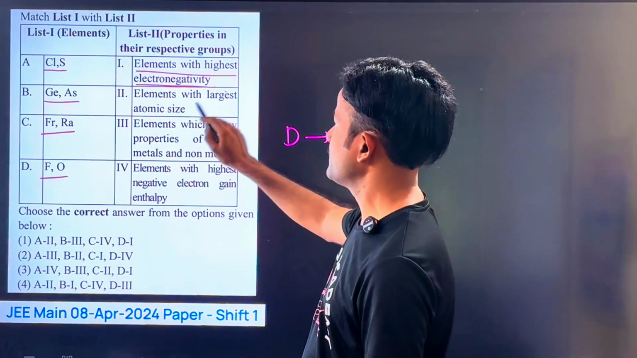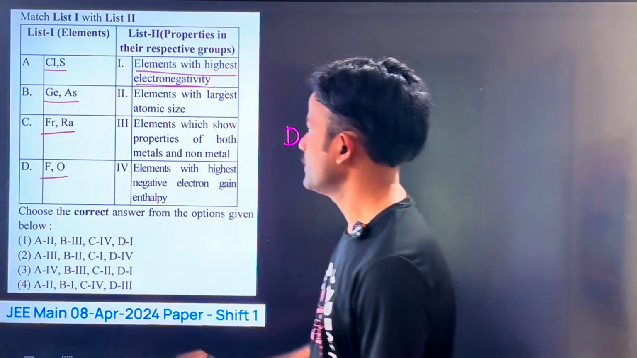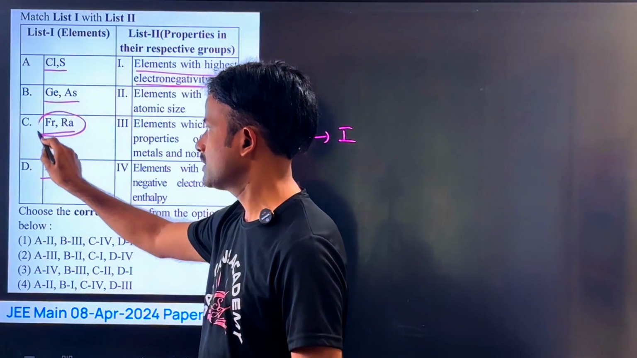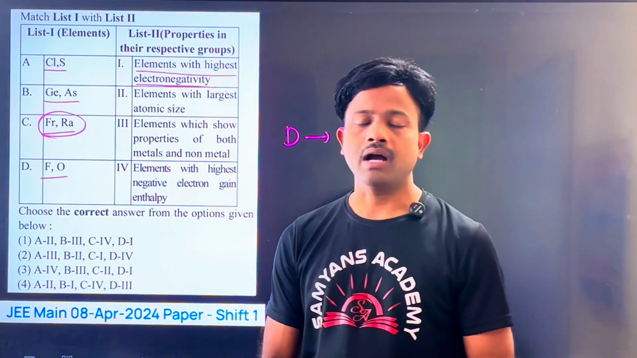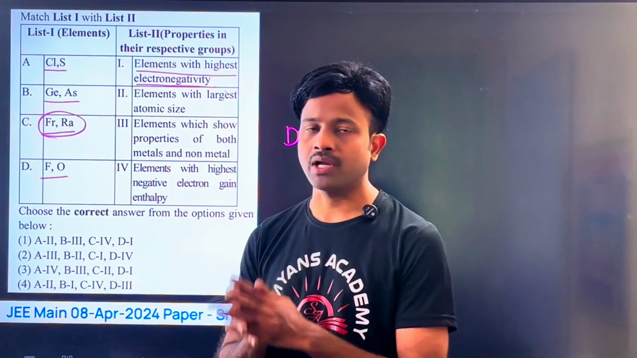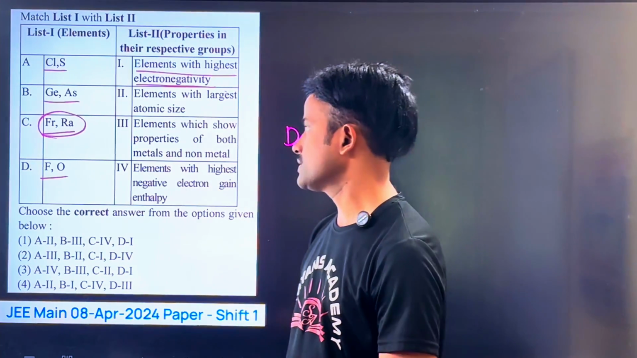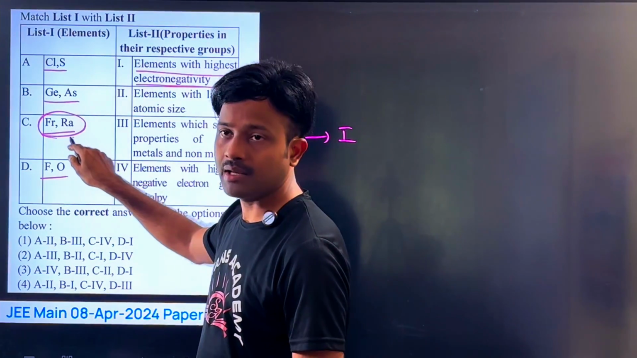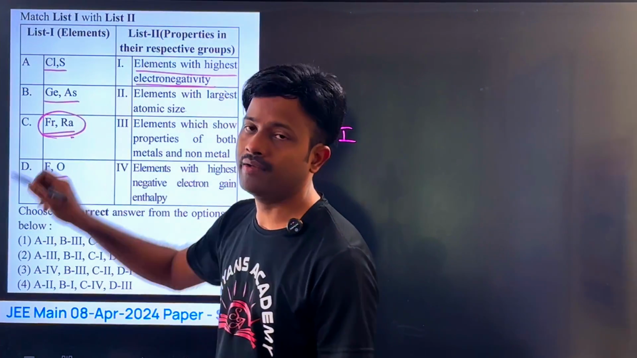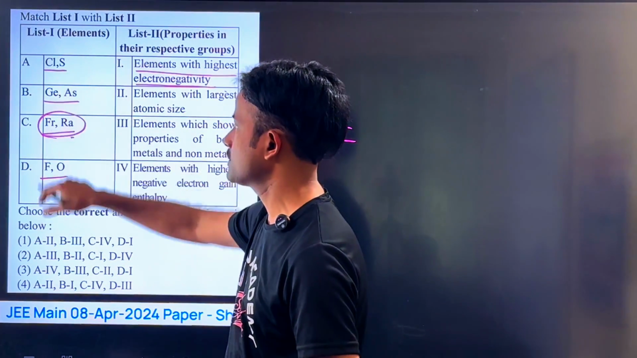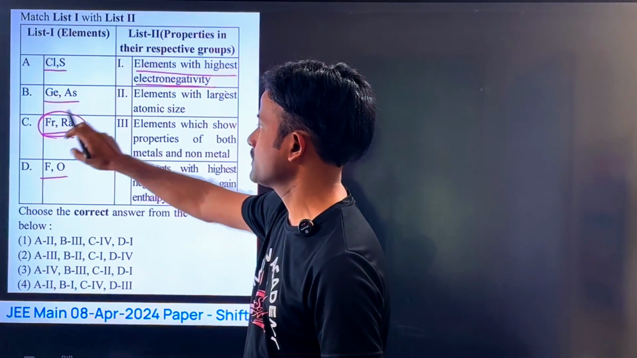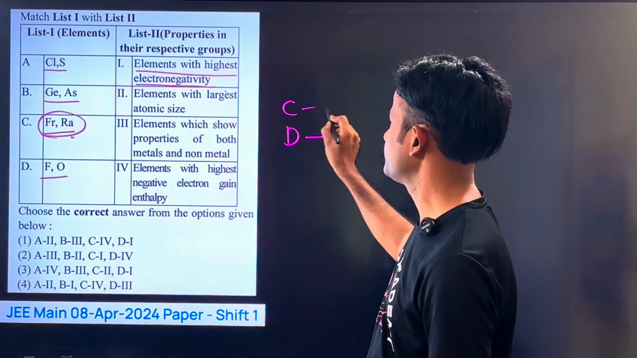Okay, elements with largest atomic size. Which one has the largest atomic size? First, group A elements. Down the group size increases: hydrogen, lithium, sodium, potassium, rubidium, cesium, francium. And in the second group, radium is there. These two have the highest atomic radius compared to all other given elements, right? So here the second option is matching with 2.